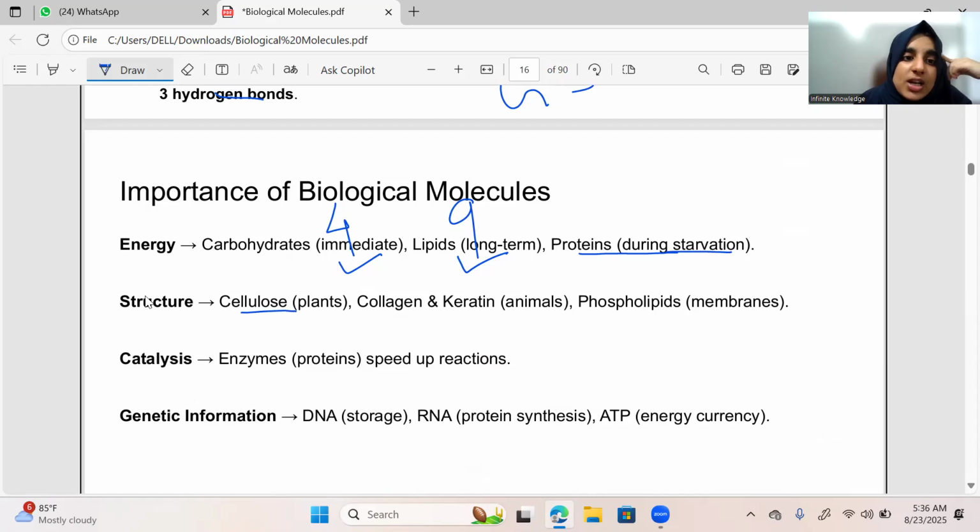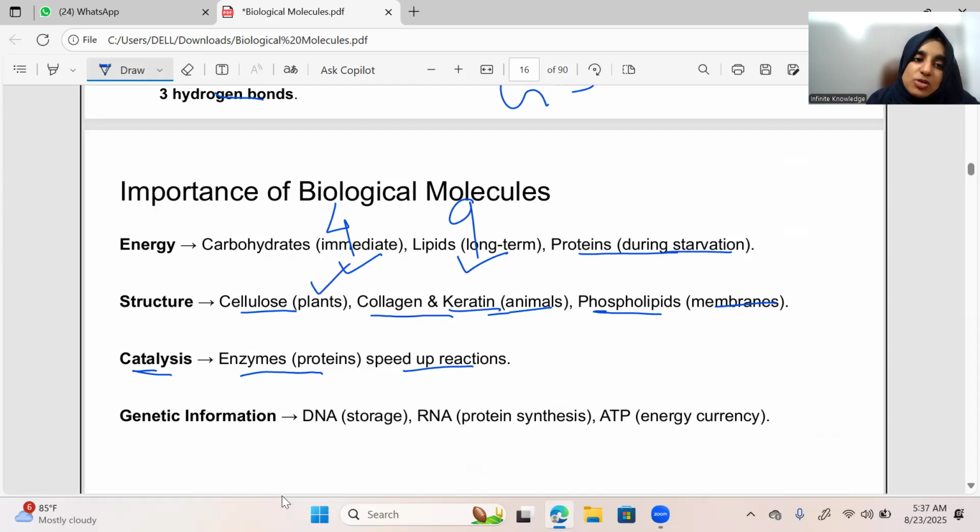Next, we have structure, in which cellulose is an important structure of the cell wall of plants. Next, we have collagen and keratin in animals, which are basically forming the strong structures inside our body. For example, hair is made up of keratin, right? Why? Because these are very strong. Okay, next we have phospholipids, which help to form the cell membranes. Next we have catalysis, that is enzymes. Enzymes are proteins which speed up the chemical reactions.